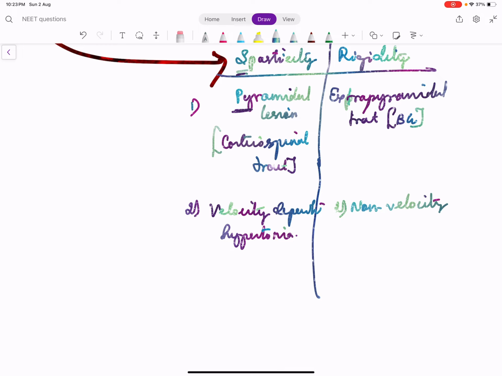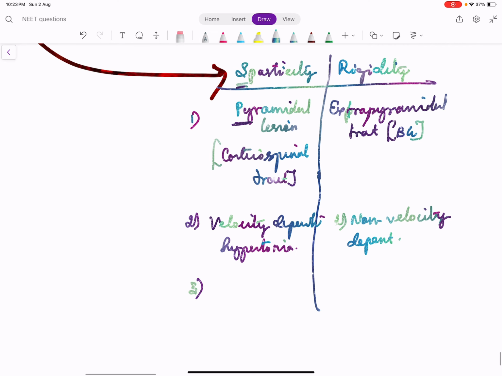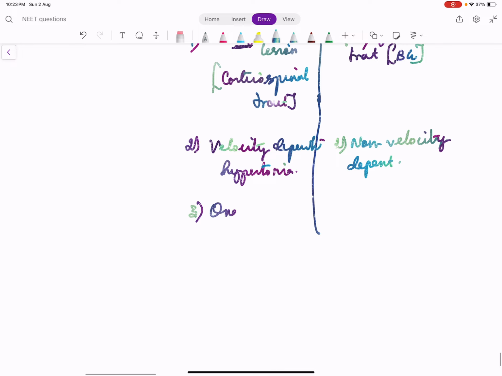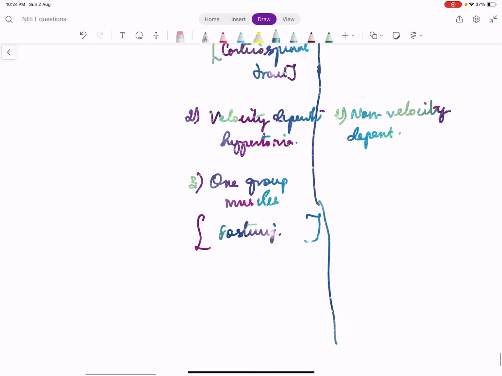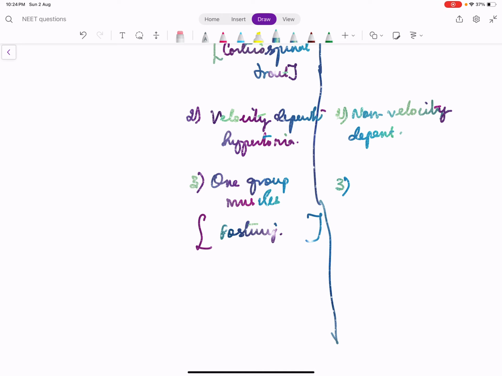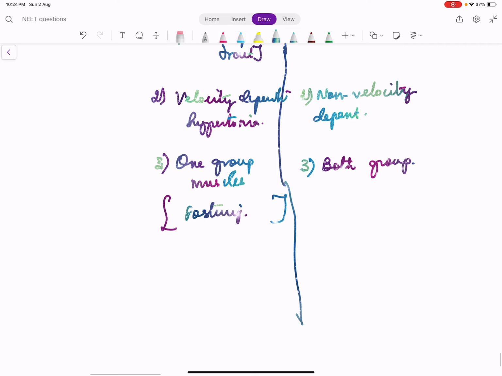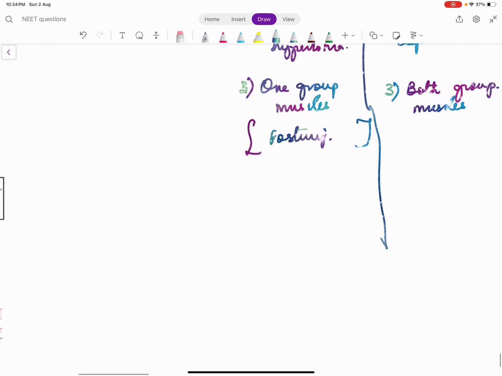So when you do examination, at every speed, the stiffness will be the same. It is non-velocity dependent hypertonia. Spasticity will usually affect one group of muscles more than the others. That is why in spasticity usually we get particular posturing. Usually the upper limb is flexed at the elbow and the lower limb is extended at the knee. So only one group of muscles is involved in spasticity. In rigidity, both groups of muscles, the gravity muscles and anti-gravity muscles, are equally affected, so there is no posturing.